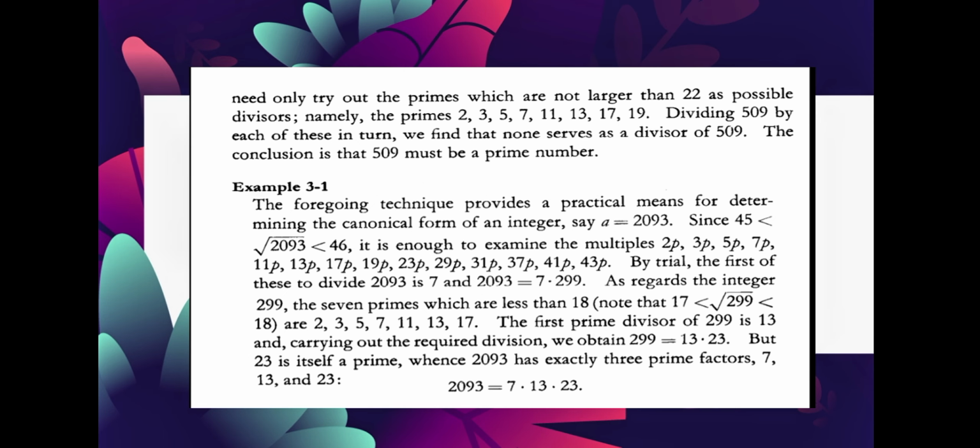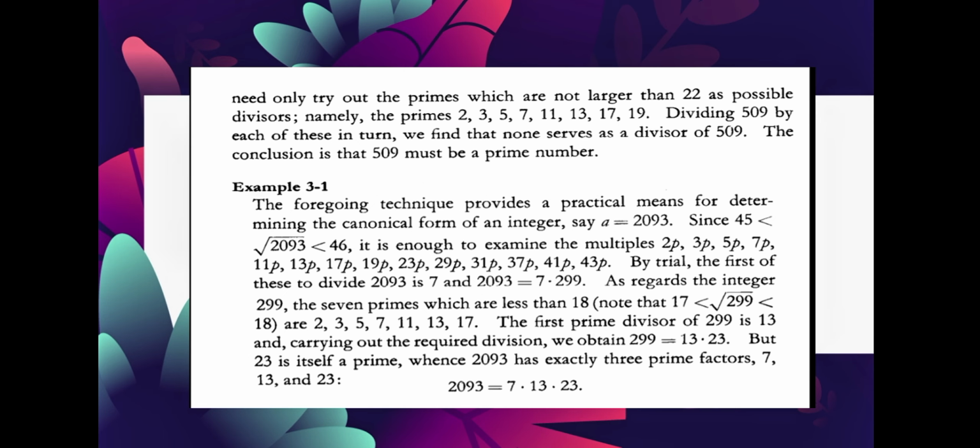Okay, so as you can see here on the screen, we have example 3. The foregoing technique provides a practical means for determining the canonical form of an integer. Say a = 2093, and since 45 < √2093 < 46, it is enough to examine the multiples 2p, 3p, 5p, 7p, 11p, 13p, 17p, 19p, 23p, 29p, 31p, 37p, 41p, 43p.